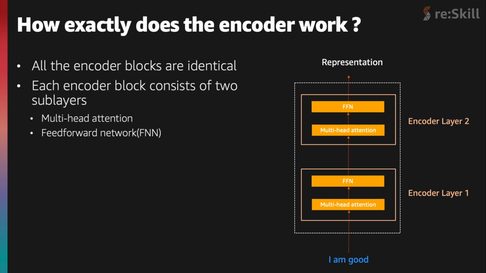All the encoder blocks are identical, and each encoder block consists of 2 sublayers. First, multi-head attention, and second, feed-forward network. We will now look into the details of these 2 sublayers, but before we see how multi-head attention works, we first need to understand what the self-attention mechanism is, which is the core of the transformer.